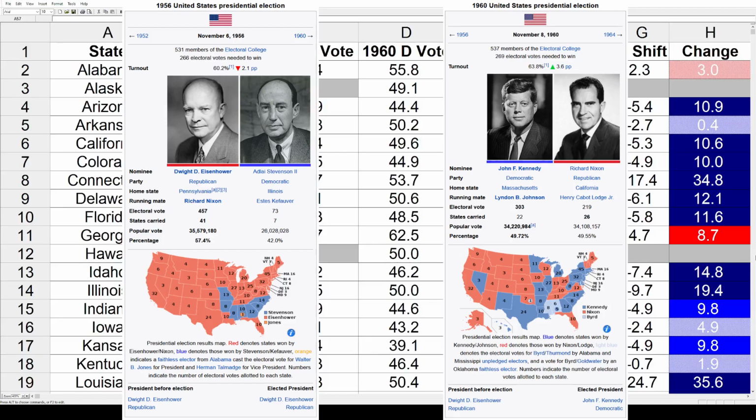1960, that was a close election. John F. Kennedy got 303 electoral votes, carried 22 states, with 49.7% of the popular vote. Richard Nixon was the Republican. He got 219 electoral votes. He carried more states, 26 of them, and got slightly less in the popular vote, 49.6. That was extremely close in the popular vote, a little less so in the Electoral College. So let's get on the spreadsheet.